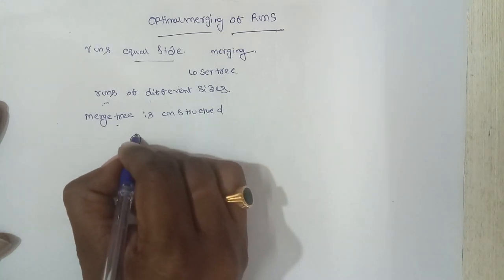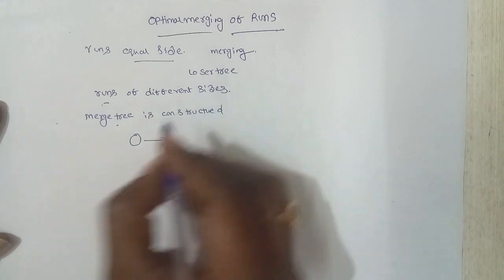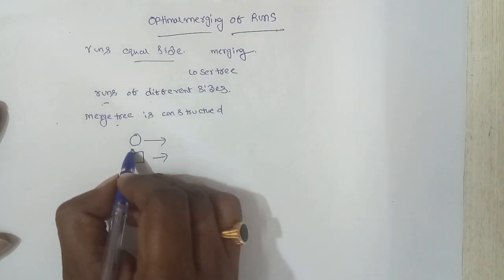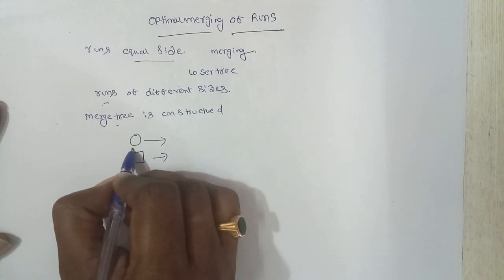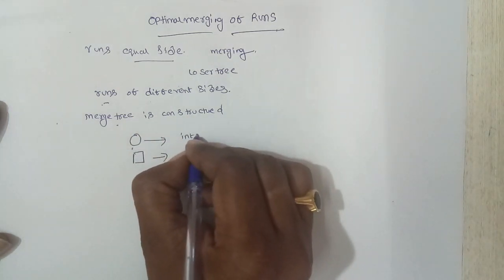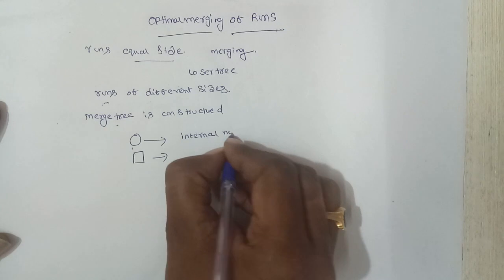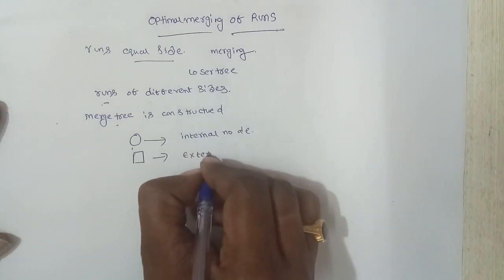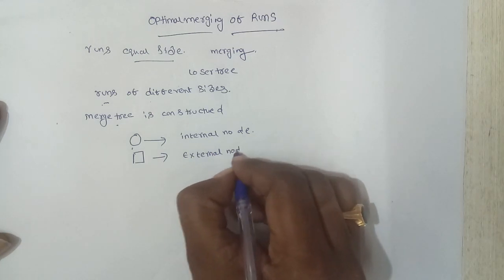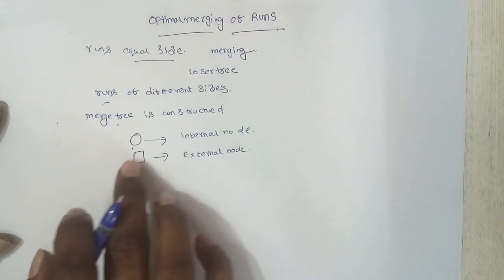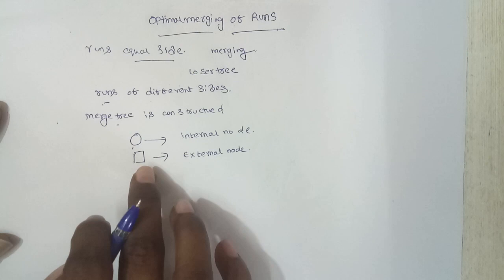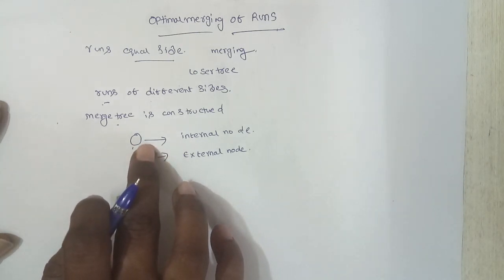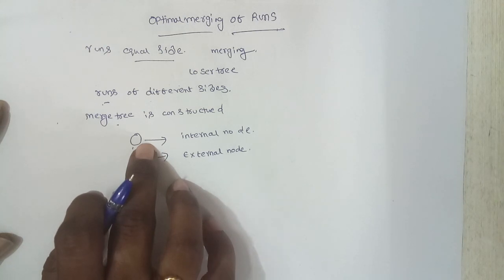In this merge tree, we are using two different types of nodes, a square node and a circular node. A circular node is called an internal node, and the square node is called an external node. Remember the notation. All external nodes are represented in square. Internal nodes are represented within a circle.